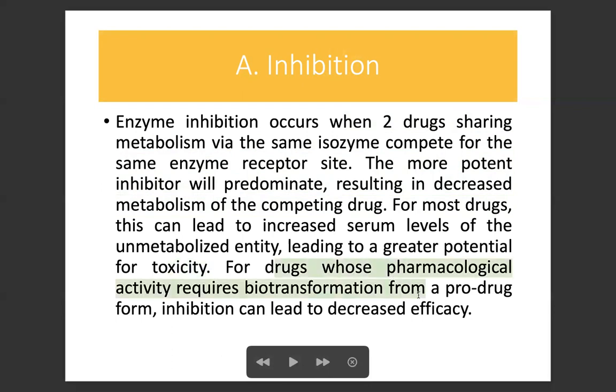For drugs whose pharmacological activity needs prodrug or biotransformation to form into prodrug, inhibition can lead to decreased efficacy. So na again, prodrugs needs biotransformation ay siya mo activate to the actual drug na ma-distribute throughout the body. Kung dili siya mo-form into prodrug, then of course, decreased efficacy of that tambal.